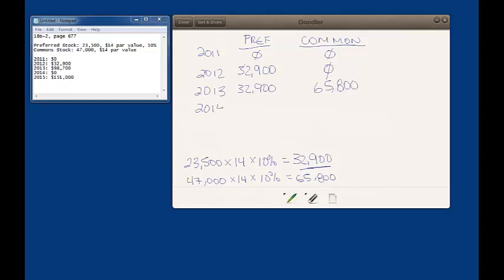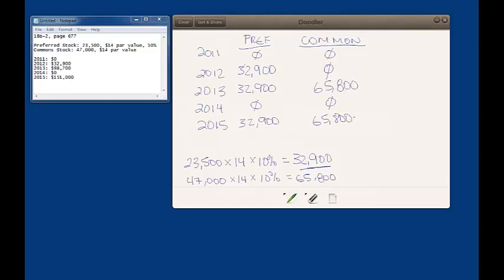Okay, so let's move to 2014. 2014, no dividends. Nobody gets anything that year. Okay, 2015. Now in 2015, we have $151,000 of dividends to pay. We already calculated the amounts for steps 1 and step 2 in the previous years. So we know that 32,900 goes to the preferred stockholders, and 65,800 goes to the common stockholders.